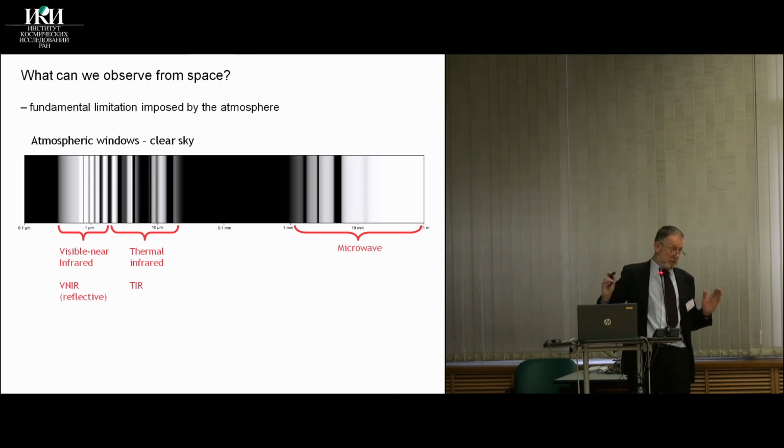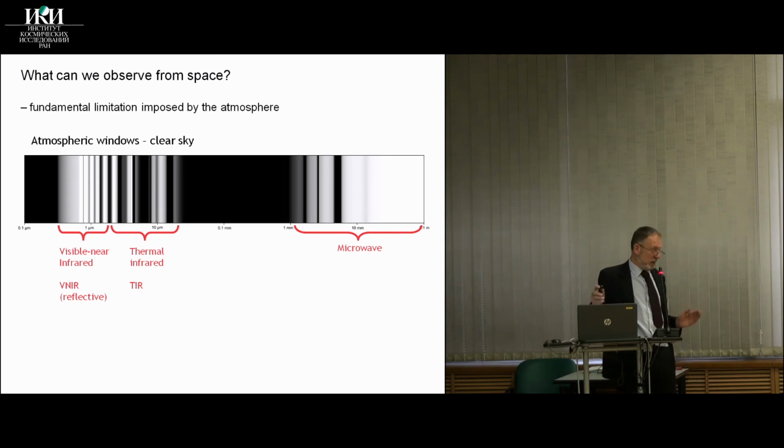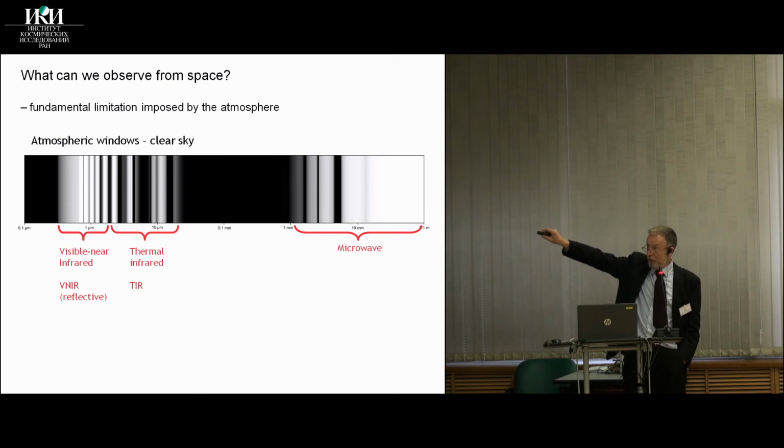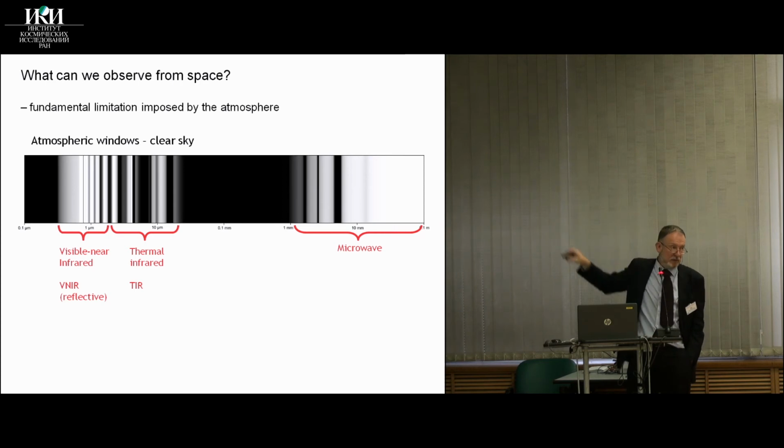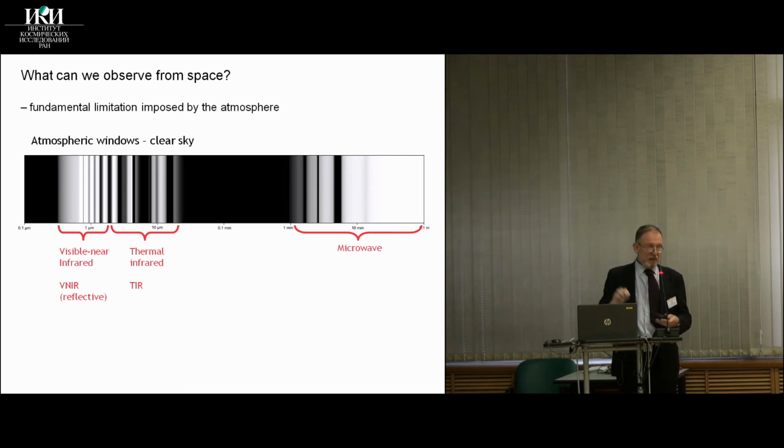This is a much bigger range of wavelengths now than we looked at before. This goes all the way from pretty far into the ultraviolet, through the bit we were talking about before, which is just here, into the thermal infrared, millimeter wave, and then out into the microwave part of the spectrum. The black parts of this diagram are where the atmosphere is opaque, the white parts are where it's transparent, and the grey parts are where it's something between the two.